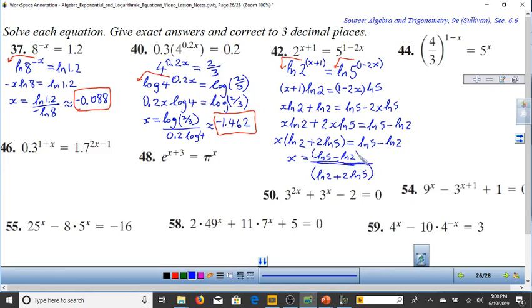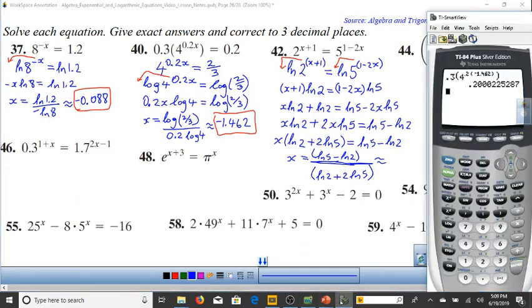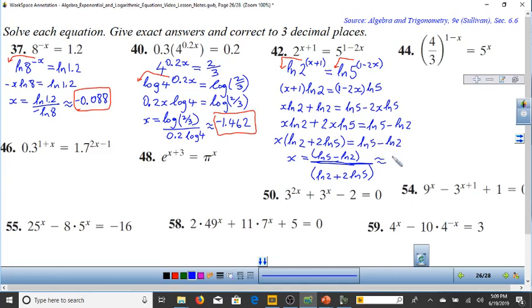And then we can just check that out on the calculator. Approximately equal to open parentheses ln 5 minus ln 2 close parentheses for the numerator, open parentheses for the denominator, ln 2 plus 2 ln 5. 0.234. So the answer for this is approximately 0.234. And let's check this one quickly.